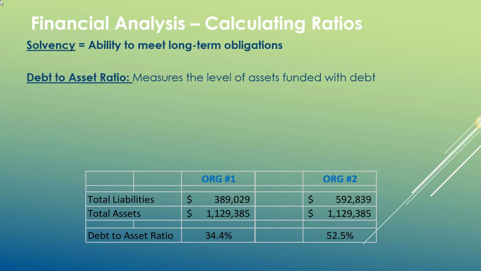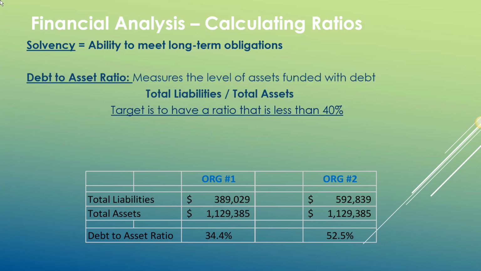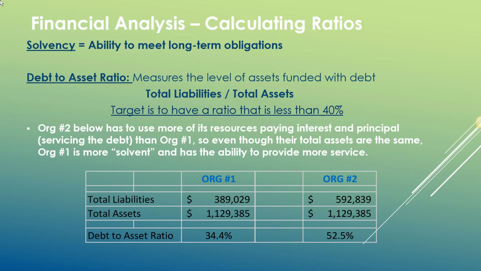Now we move on to solvency. Solvency is the ability to meet long-term obligations. So one of the popular ratios for this is the debt to asset ratio, where we take total liabilities divided by total assets. And the target is at least to have a ratio less than 40%.